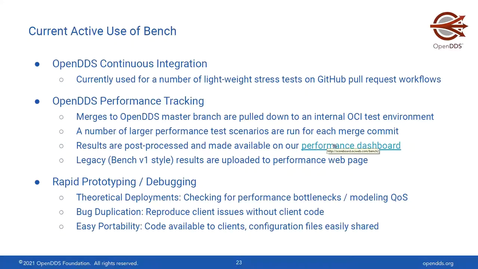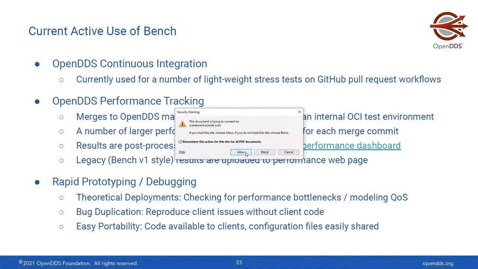And so every time a merge commit is made to master, the internal test environment that I just showed you the demo for will pull down the latest version of master and run some of the larger tests, like the discovery test that I ran, to make sure that performance hasn't been too negatively impacted. And we have a website for viewing some of the results of those. And so I can show you real quick what that looks like.